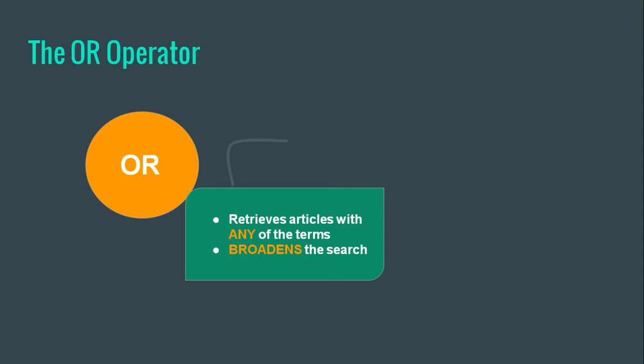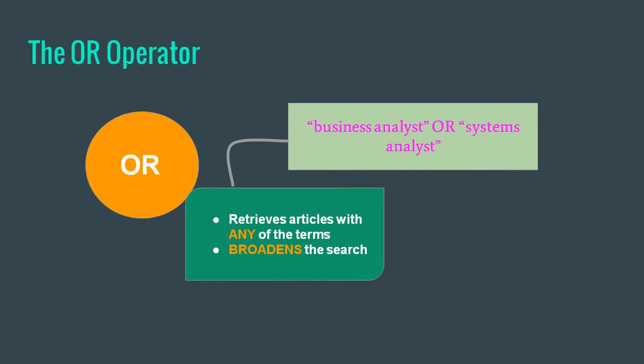So you write them with OR in between them, just like business analyst OR systems analyst. We want to see either a business analyst or a systems analyst. We are not only searching for business analyst, but also for systems analyst. So a profile with business analyst is retrieved, and a profile with systems analyst is also retrieved in your results. So this will give you more results if you use the OR operator.